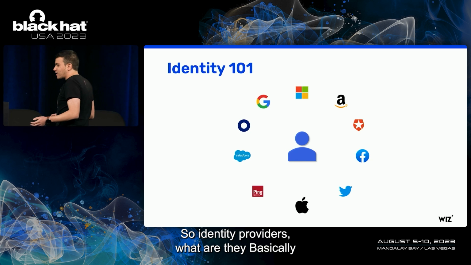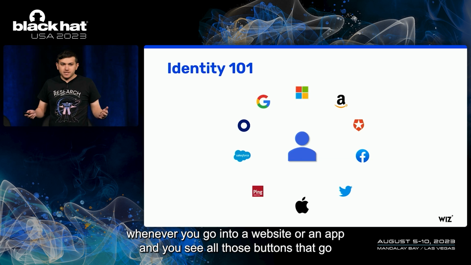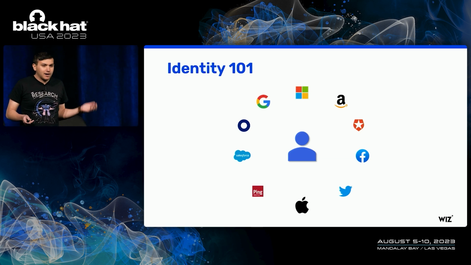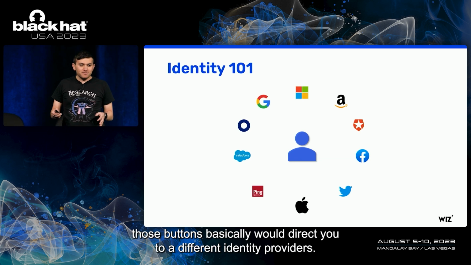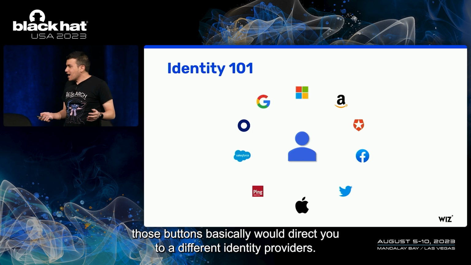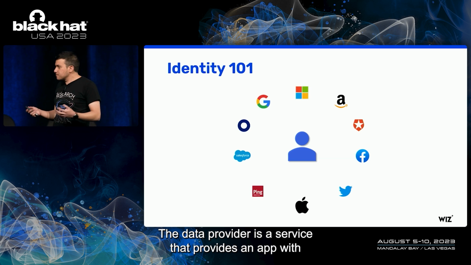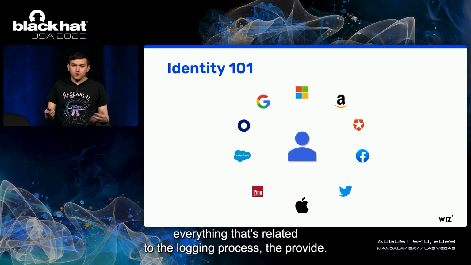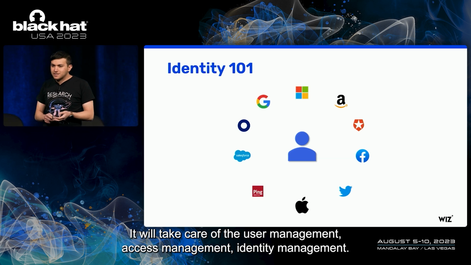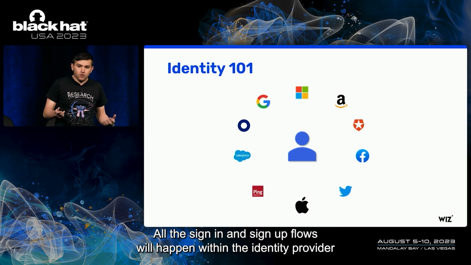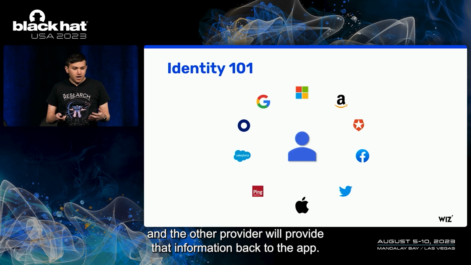All right, so identity providers, what are they? Basically, whenever you go into a website or an app and you see all those buttons that say log in with Google, log in with Microsoft, log in with Tinder or whatever else, those buttons basically redirect you to different identity providers. The identity provider is a service that provides an app with everything that's related to the login process. The identity provider will take care of the user management, access management, identity management. All the sign-in and sign-up flows will happen within the identity provider, and the identity provider will provide that information back to the app. It looks something like this.